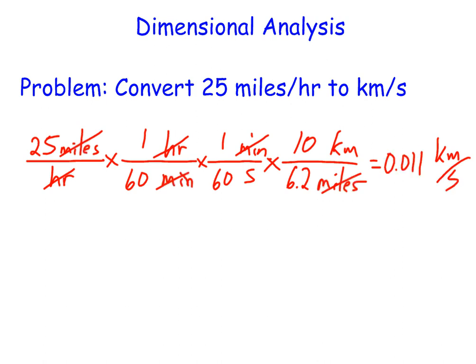Doing the math on this is not totally a trivial thing. You do have to be a little careful about all this. The way that I usually do it on the calculator is I'll take all the numbers on the top and multiply them together, so 25 times 1 times 1 times 10. And then I'll divide by each of the ones on the bottom: divided by 60, divided by 60, divided by 6.2. And that would give you your answer. But again, it's another thing you just need to practice a little bit.